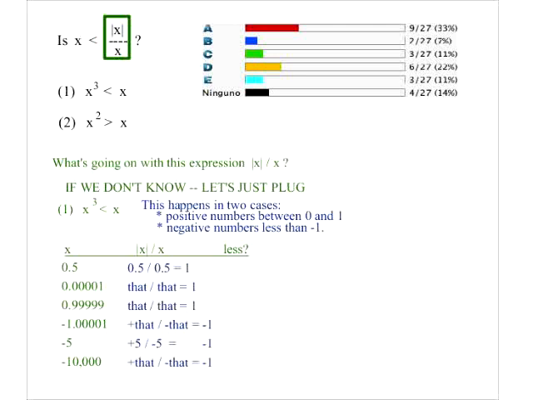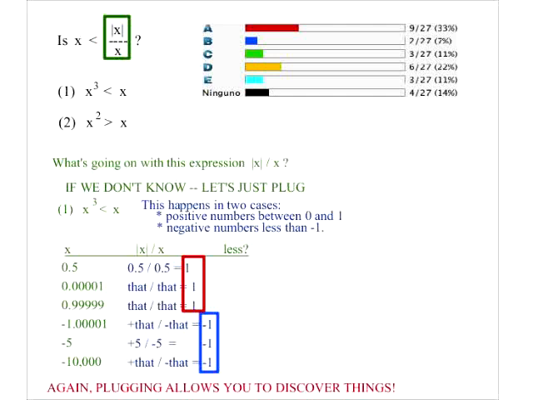So notice what happens. Again, plugging allows you to discover things that you would not otherwise discover, and sometimes you can discover them really fast. So this expression is just 1 whenever it's positive and -1 whenever it's negative.